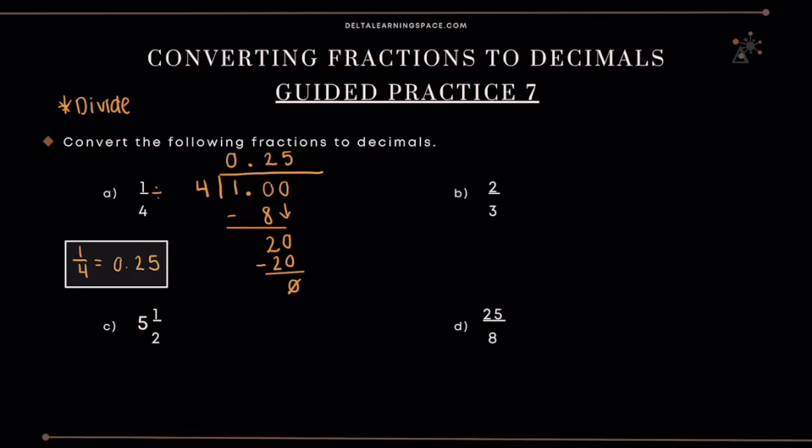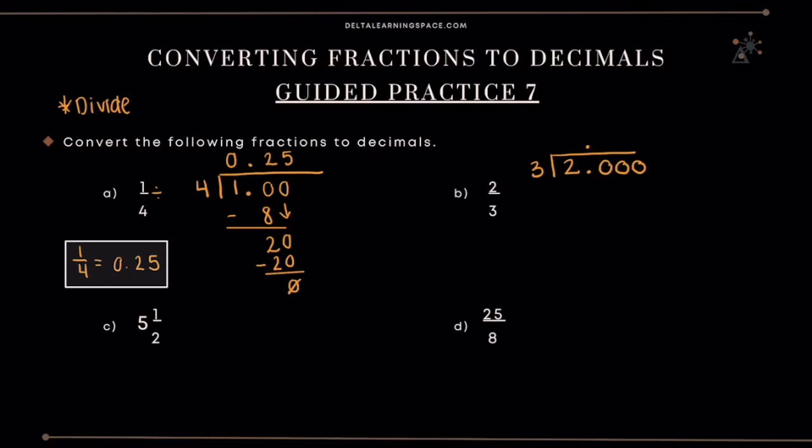Now let's take a look at B. 2 is my numerator, so it will go on the inside of my division. 3 will go on the outside. I will add a decimal there and there, and a few zeros. If I need to, I can always add more zeros to the end.